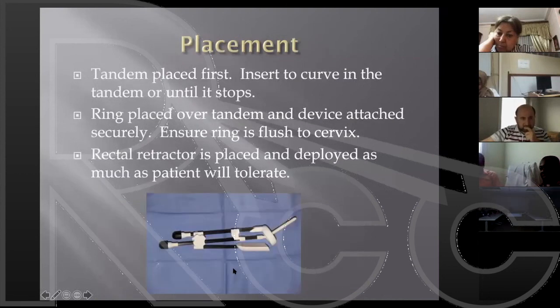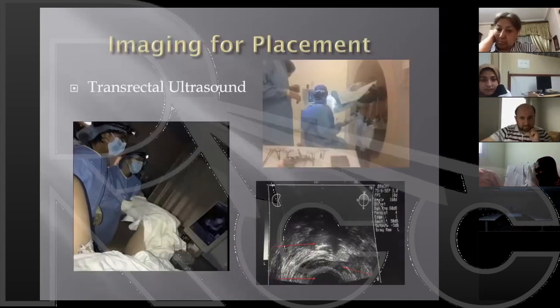So for placement, tandems place first, insert to the curve in the tandem or until it stops. The ring is placed over the tandem and the device is attached securely. And then always make sure your ovoids, your ring, or the top of your cylinder are flush with the cervix. I think that's really important when you're evaluating your geometry. And for tandem and ring, the rectal retractor is placed last and deployed as much as the patient will tolerate. We use in clinic, again, do these placements according to your own resources.